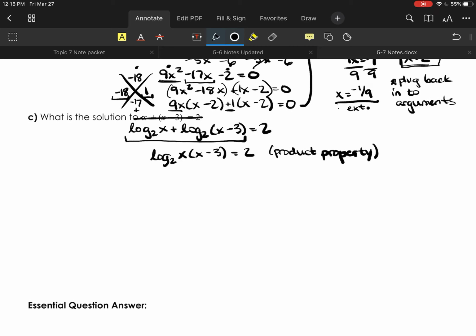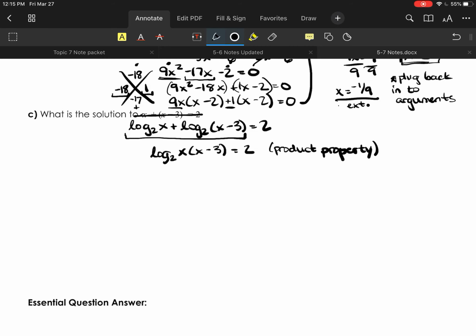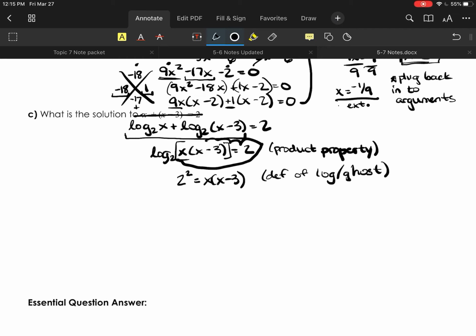Well, I can rewrite this as an exponential to try to solve the log. So I'm going to do the little ghost. I have 2 to the second, and then I circle back to my argument. And yes, this argument is all one thing, x minus 3. So I have 2 squared equals x times x minus 3. So I'm going to simplify this just a little bit. And again, this was just the definition of log, the ghost, however you want to think of it. Simplified a little bit. So I have 2 squared equals 4. Here I'm going to distribute that x through. So I have x squared minus 3x.